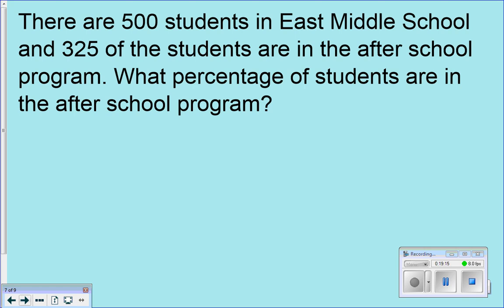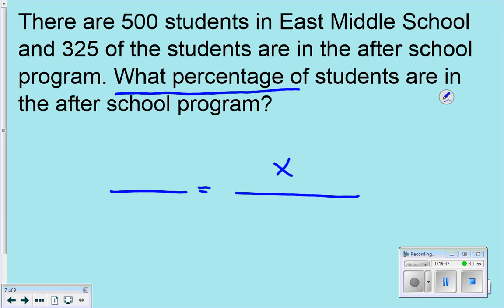There are 500 students in East Middle School, and 325 of the students are in the after-school program. What percentage of students are in the after-school program? So, I'm going to start out by setting this up. And what is something I know? I know my percent, right? Do I know the percent? No. So what's that going to be? Sure. Okay. Now my question is, which goes where? Which goes where? There are 500 students in East Middle School.